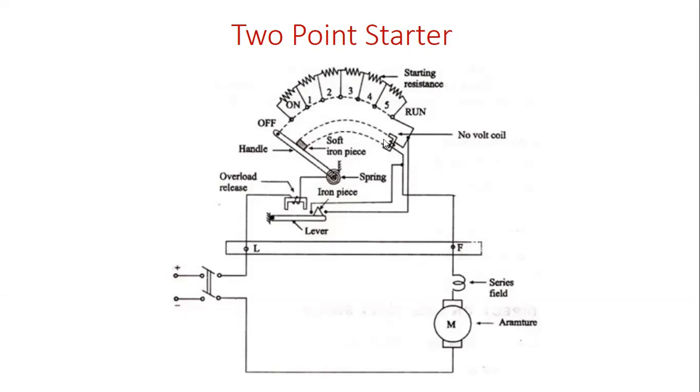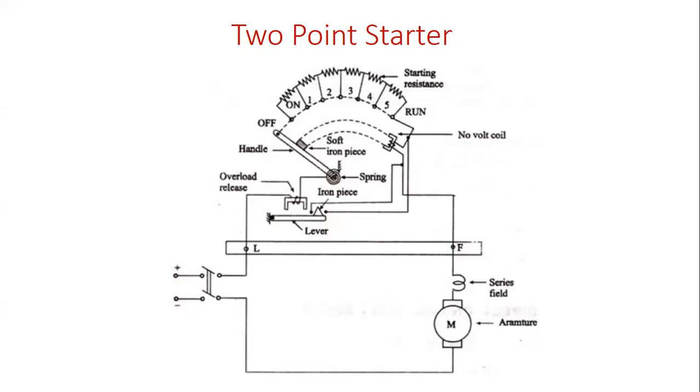Once the no voltage coil is not behaving as an electromagnet, the iron piece will not be attracted towards it. It will be released from the run condition to the off condition, so it will automatically move from the run position to the off position. There is no need to pull it manually. It is an automatic process when it does not behave as an electromagnet.